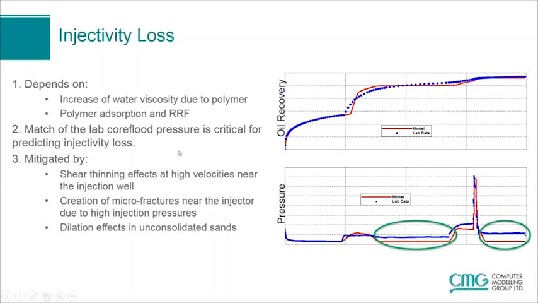Now, the injectivity loss can be mitigated by shear thinning effects at high velocities near the injection well, the creation of microfractures near the injectors due to high injection pressures. That's been reported by many operators, and also dilation effects in unconsolidated sand. So typically what happens in many field cases, pilots or whatever, is that the field injectivity is higher than what was predicted by the model. So these last two effects can explain that.